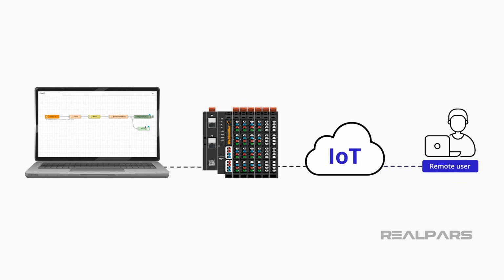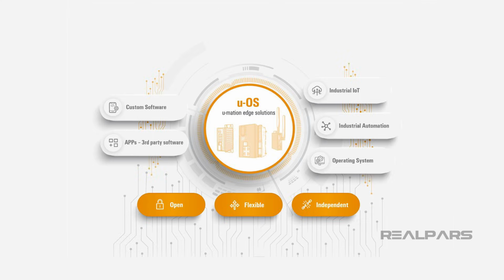In this video, we saw how easy it is to develop industrial IoT applications with the u-mation platform, but you can also use u-mation for complex automation tasks. In the next video, we will see how open and flexible operating systems are revolutionizing industrial automation applications.